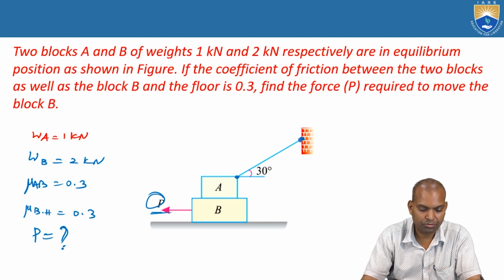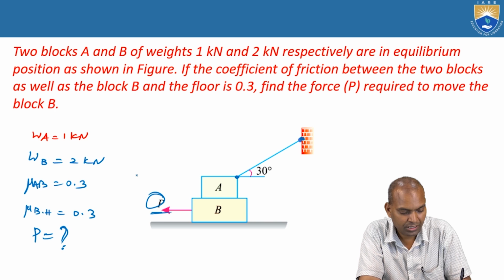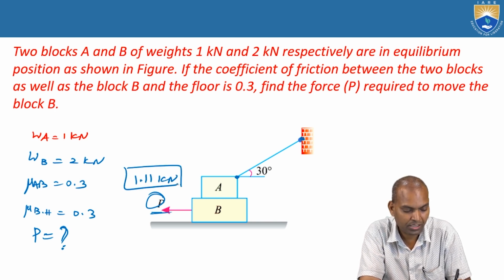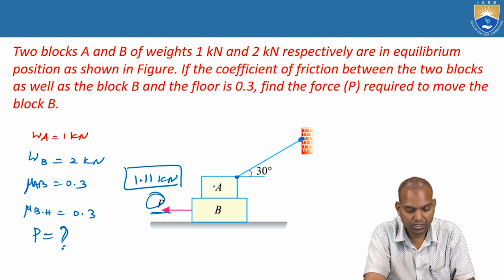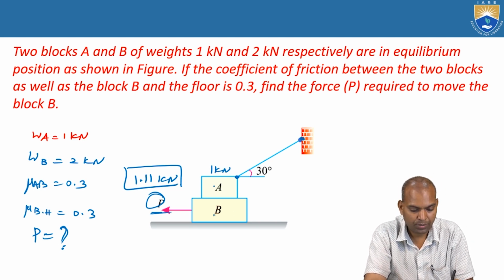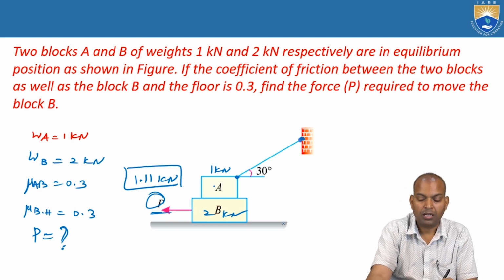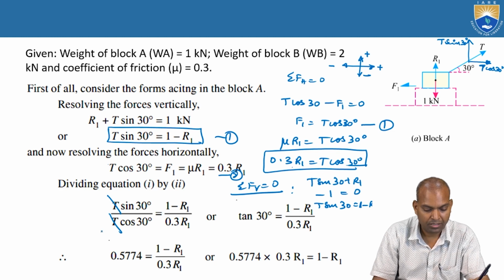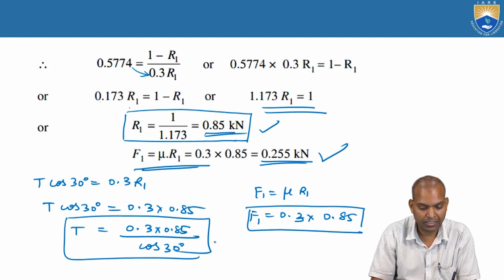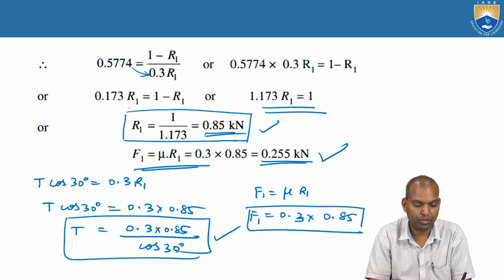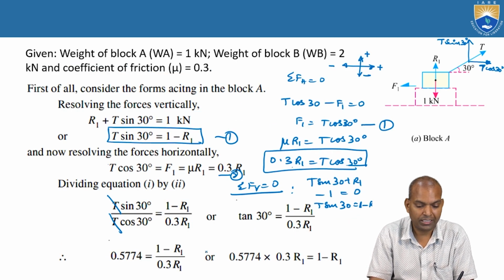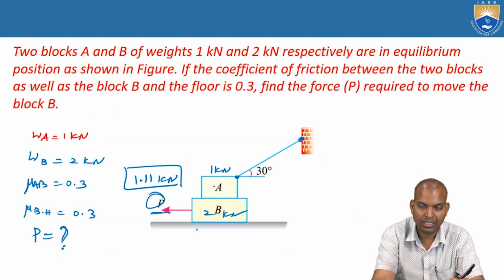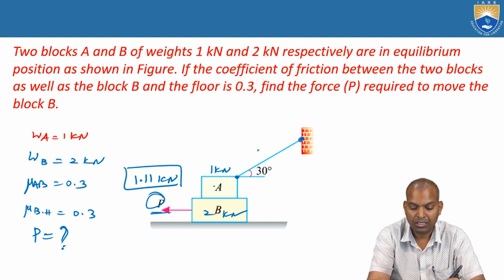Let us go back and interpret. That effort P is required. How much effort did we get? 1.11 kilonewtons is obtained here. The weight of block A is 1 kilonewton and block B is 2 kilonewtons. The tension was not asked here, but it is 0.3 times 0.85 by cos 30. They did not ask for the tension, but it can also be asked: what is the tension in the string between A and the wheel?